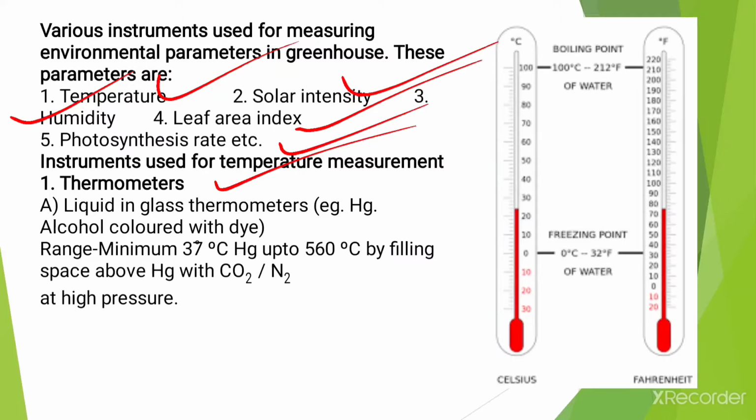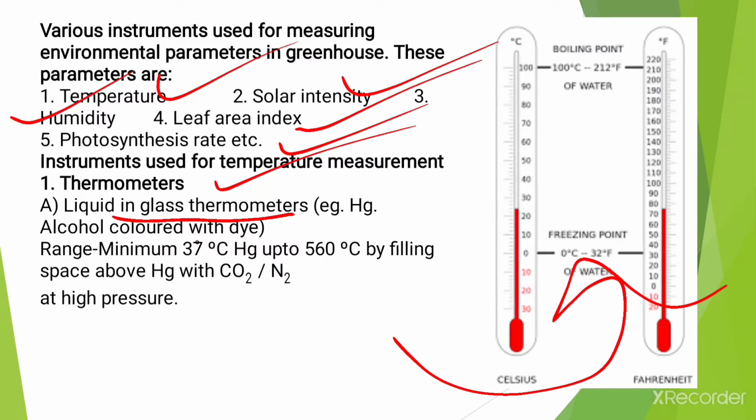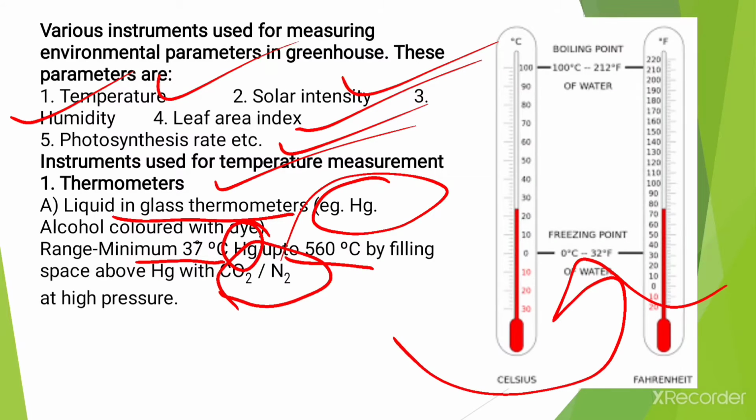First one is the liquid in glass thermometer, and this is the picture of a liquid in glass thermometer. This is the common type of thermometer, and its range lies between minimum 37 degrees Celsius of Hg up to 560 degrees Celsius by filling the space above the Hg with CO2 or N2, meaning carbon dioxide and nitrogen, at a high pressure. Hg is the symbol for mercury.